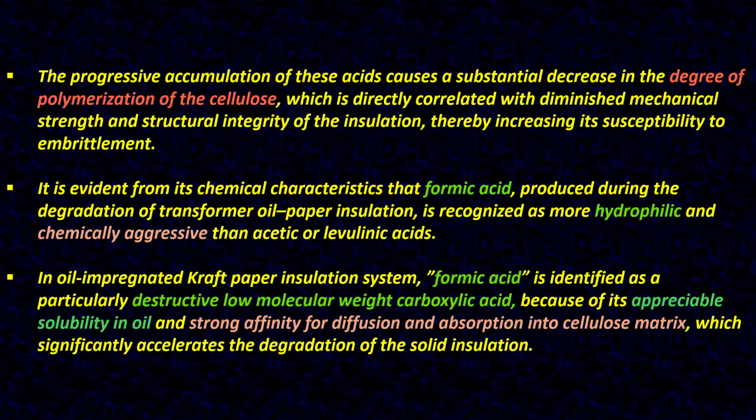In oil-impregnated kraft paper insulation systems, formic acid is identified as a particularly destructive low molecular weight carboxylic acid because of its appreciable solubility in oil and strong affinity for diffusion and absorption into the cellulose matrix, which significantly accelerates the degradation of the solid insulation.